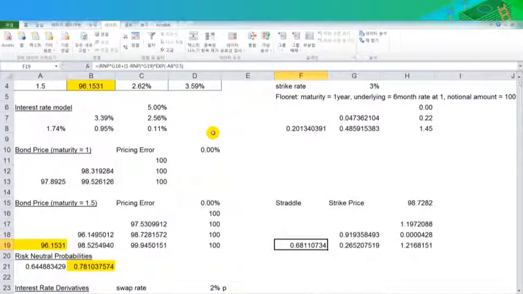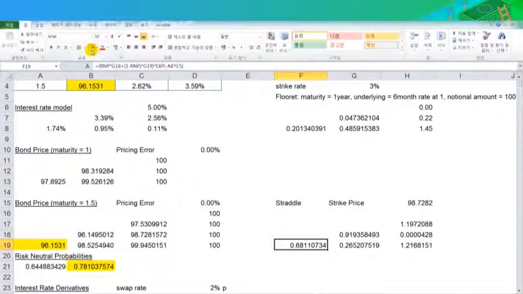Okay. So today's the contract that pays this one in 1 year. The price of this contract is this one. Let's highlight. The price of this straddle is $0.68. Interesting, isn't it?